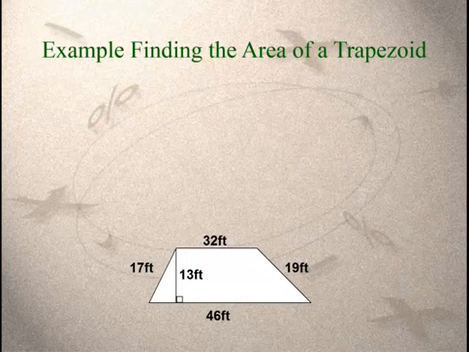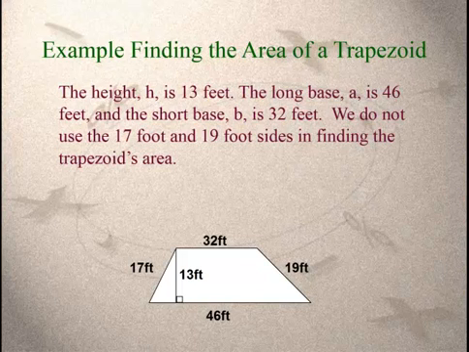An example, finding the area of a trapezoid. The height, H, is 13 feet. The long base, A, is 46 feet. And the short base, B, is 32 feet. We do not use the 17-foot and the 19-foot sides in finding the trapezoid's area.